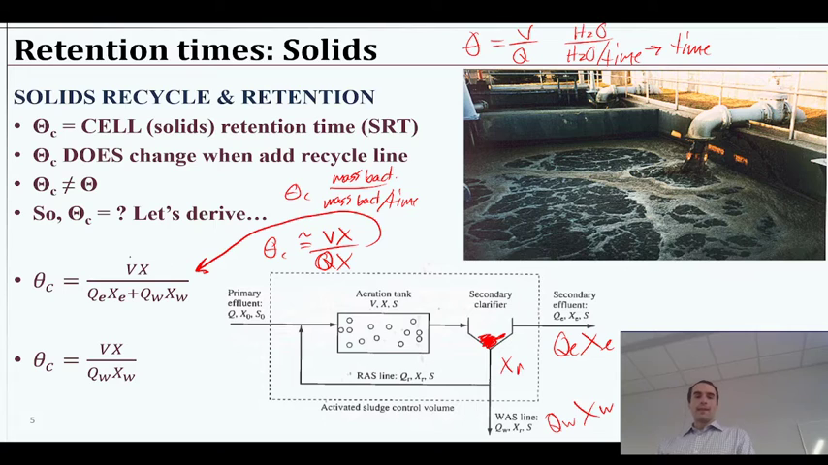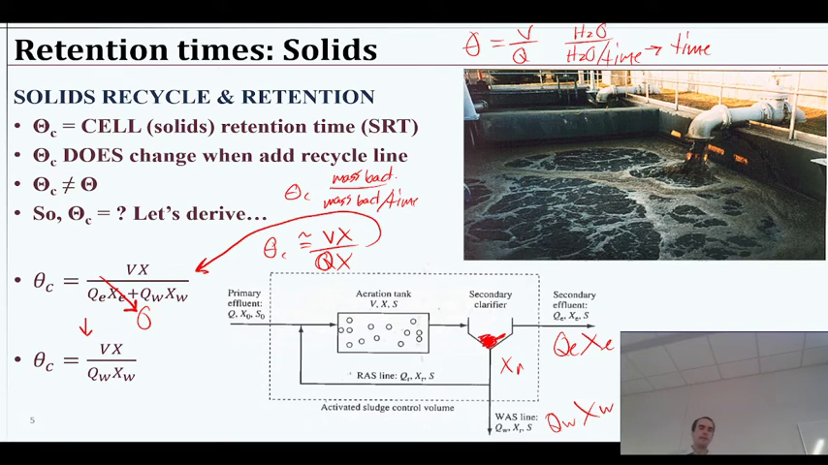Okay, so for this case then, we have QE XE plus QW XW. That's essentially capturing the mass of bacteria divided by the concentrations times flow rates, which is going to be that mass per time. So it'll be mass over mass per time, giving us time. But we know that XE is 0. So if this went to 0, that just becomes VX over QW XW.